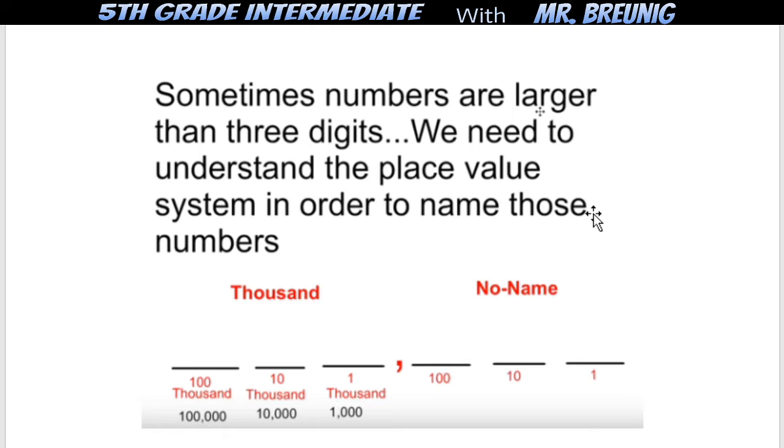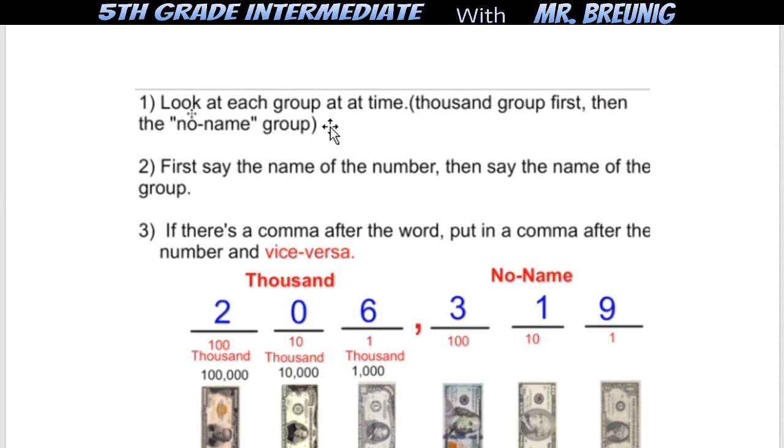Okay, and as another review, we learned that some digits are larger than 3 digits in the past. So far this year, we've just been working on the ones, tens, and the hundreds. Yesterday, we learned that that's called the no-name group. And we could extend it out to another group that also contains ones, tens, and hundreds. But this is going to be called the thousands group. And we learned how to read numbers by saying the number, saying the name of the group, and then saying the number. And we're just going to refresh that really quick right now.